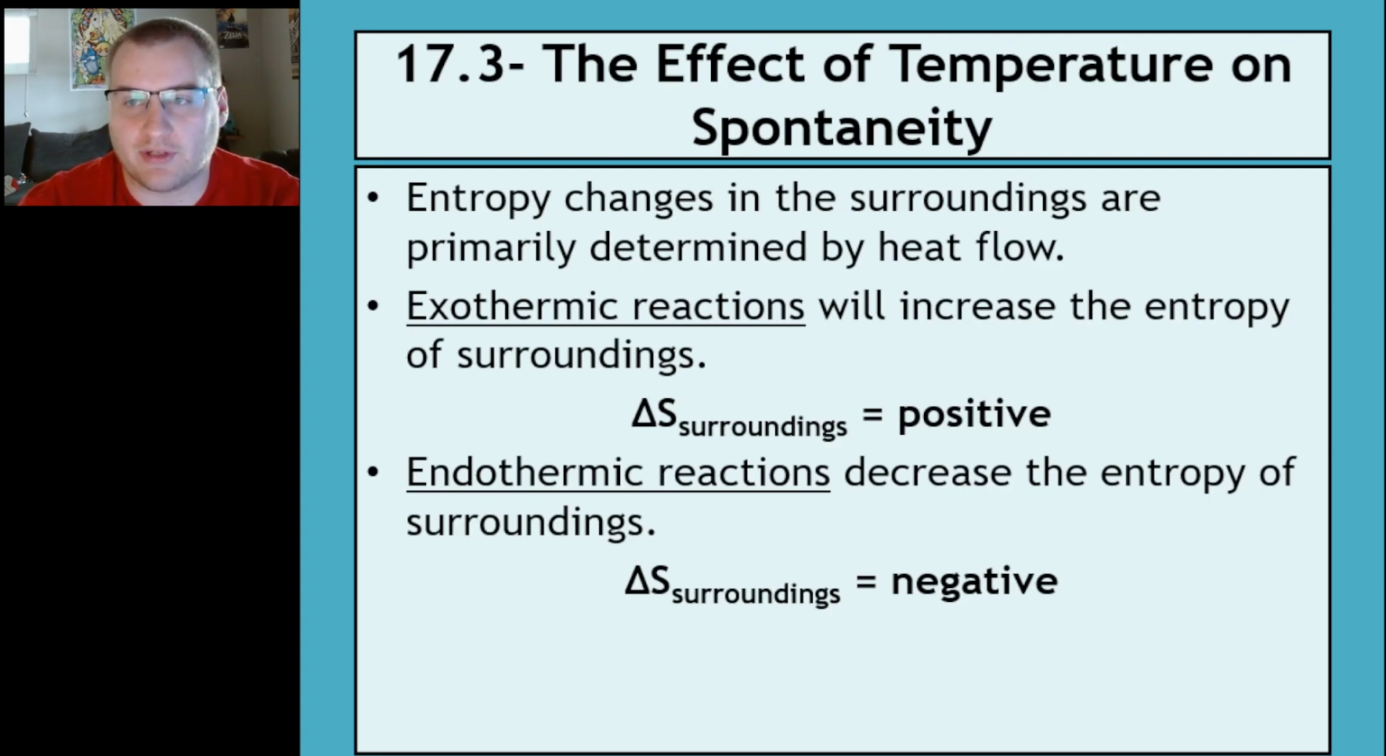Entropy and enthalpy are so hard to say separately. Endothermic reactions decrease the entropy of the surroundings. So another way to say that, the entropy of the surroundings is negative. So remember, an exothermic reaction gives off heat. That means the entropy of the surroundings goes up. In an endothermic reaction, it absorbs heat, so the surrounding entropy has to go down.